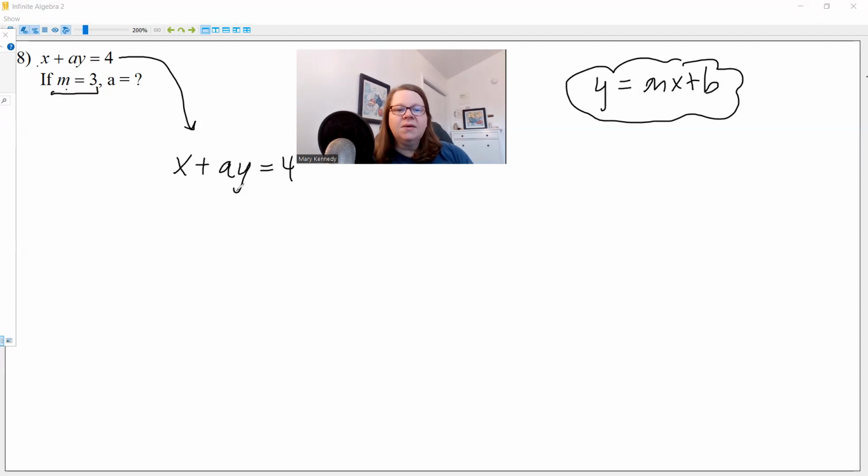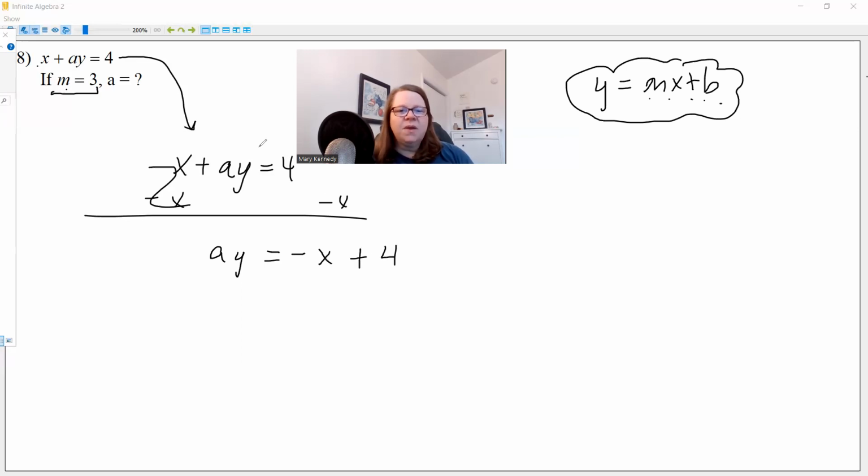Right now we've got a lot going on here that's not just y equals, and that's our goal. So I would start by subtracting the x from both sides. So we've got ay equals, now remember, I want it to be mx plus b. I want the x value to be at the front. So I'm going to put the negative x at the front and the 4 at the back where the b value is. Okay, let's divide by a. I'm going to divide everything by a. So right now I have y equals negative x over a plus 4 over a.